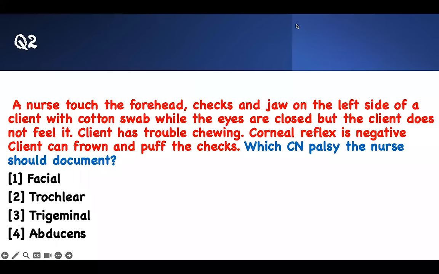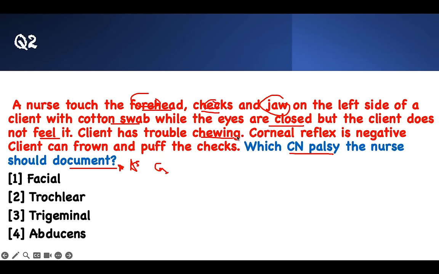Now, this is the bulk of the test: key facts and answering questions based on terms. You know this, but they will present it this way, and you can figure out what they're asking you. Which cranial nerve palsy should the nurse document? Those are keywords. That's what you are being asked. What is your case? Next, touch the forehead, cheeks, and jaw on the left side of a client with a cotton swab while the eyes are closed, but the client does not feel it. Keywords: forehead, cheeks, jaw, and light touch.